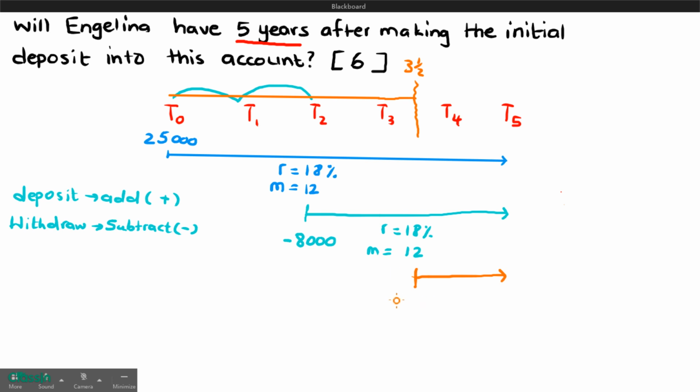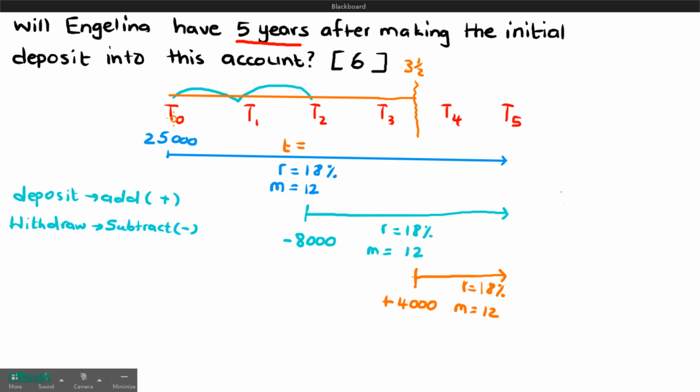Then she deposited 4,000. The rate R is still 18% and M is still 12. Now let us talk about the value of T. What is our T? Remember we said we would talk about the number of years.